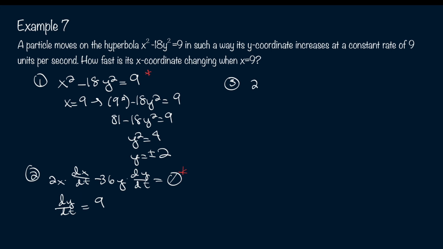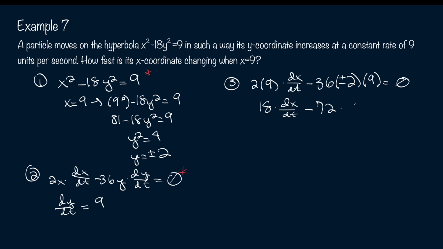So we have 2 times x, so 2 times 9, since we were given our x, times dx over dt, minus 36 times plus or minus 2 times 9, remember we were also given that, equals 0. So we get 18 times dx/dt minus 72 times 9 equals 0. We get 18 dx/dt equals plus or minus 648. Then we get dx/dt equals plus or minus 36 units per second.